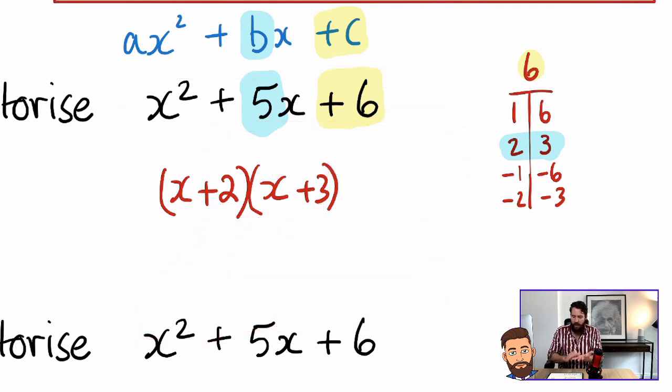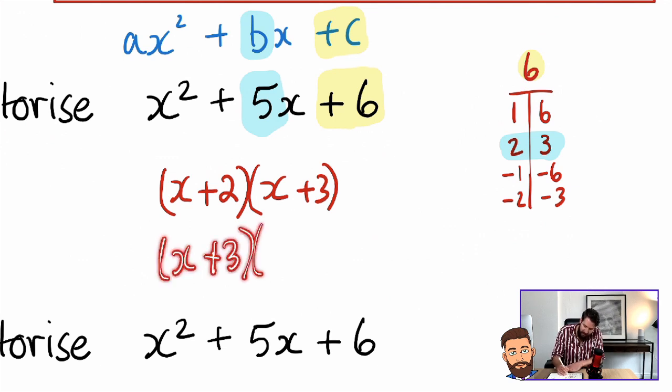So, 2 numbers that multiply together to make c, and add together to make b. How do you do that? You list the factors of c, and you just find the ones that make b. A question I often get is, could I write x plus 3 first and then x plus 2? Yes. If you put the numbers in the other way around, you're still going to get the right answer, because when you multiply, it doesn't make a difference which order you do it in. Okay, so if you put the numbers in the brackets the other way around, absolutely fine.